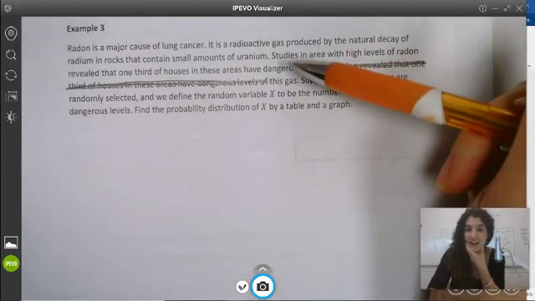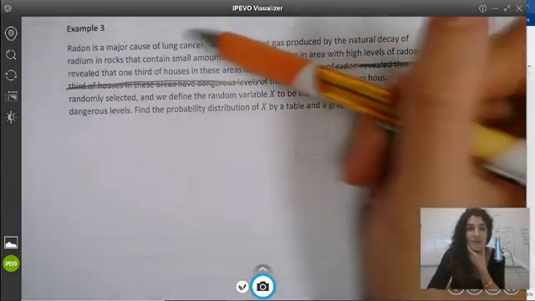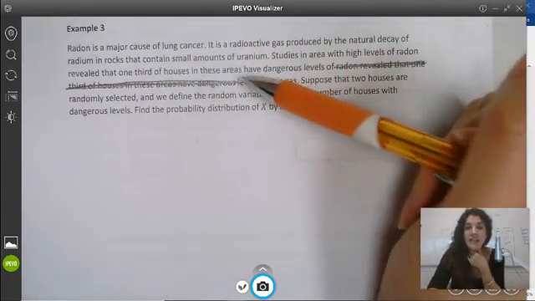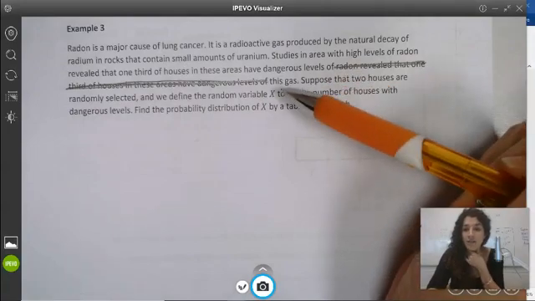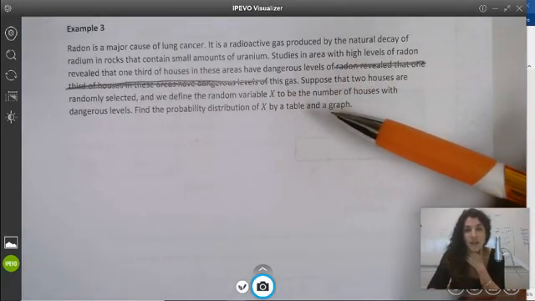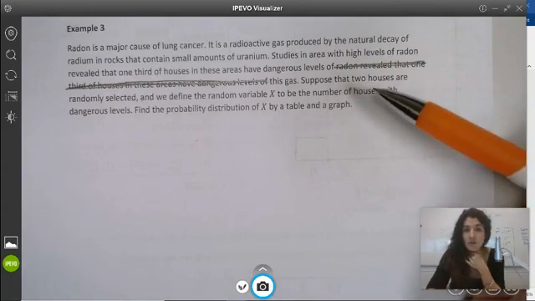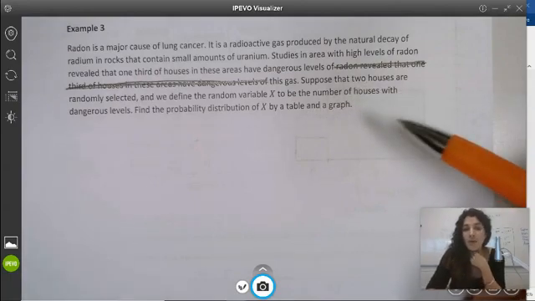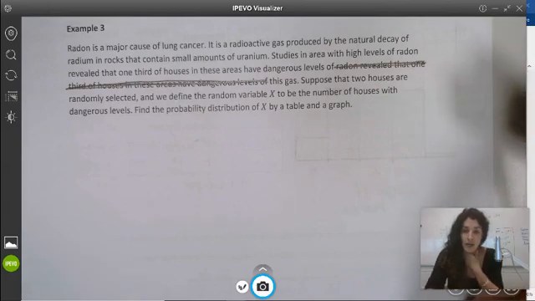It was very strange. Okay, so studies in an area with high levels of radon revealed that 1/3 of the houses in this area have dangerous levels of this gas. Suppose that 2 houses are randomly selected, and we define the random variable x to be the number of houses with dangerous levels. Find the probability distribution of x by a table and a graph.